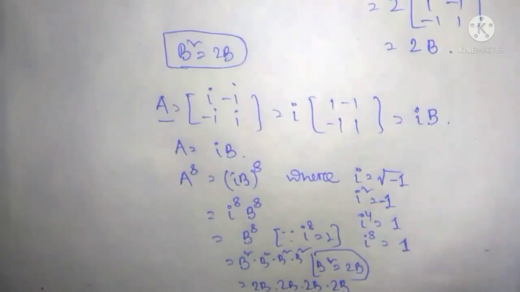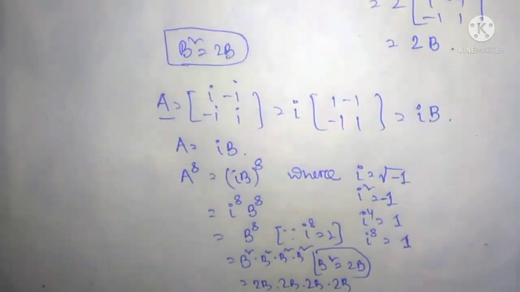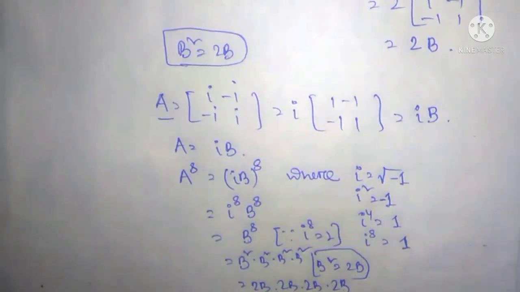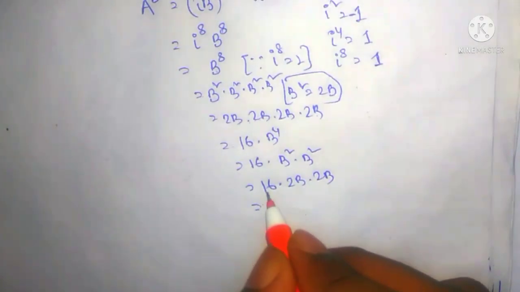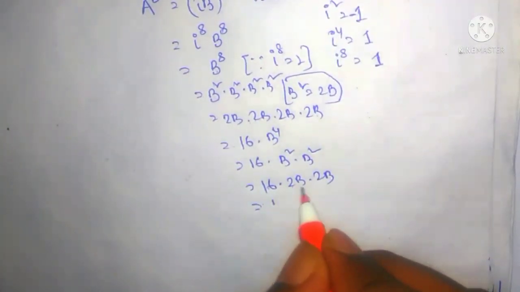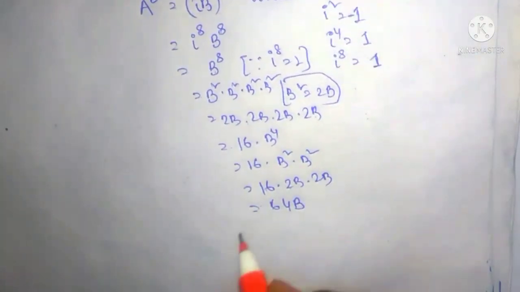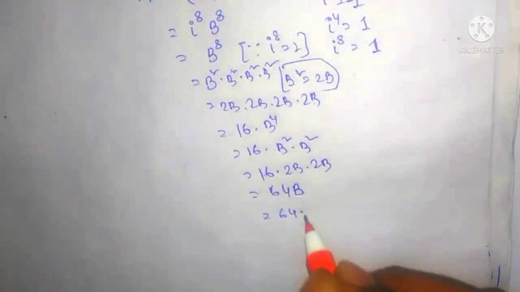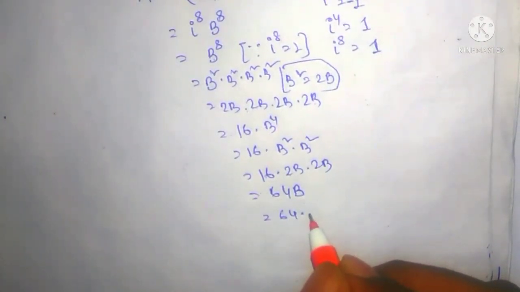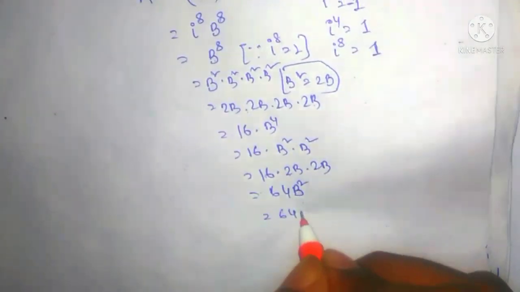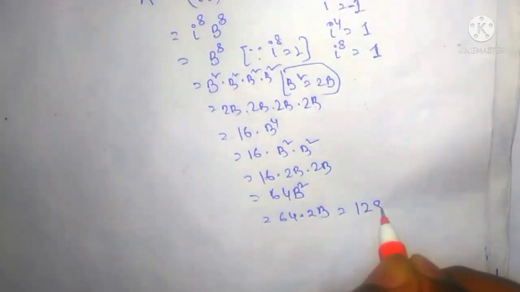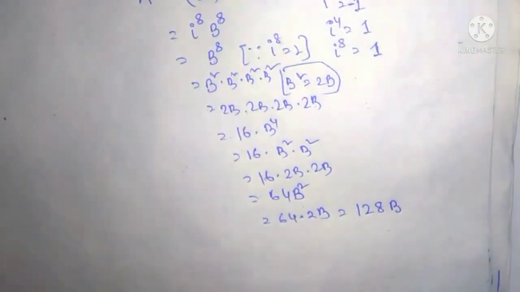Again 16 b square, b square. So again 2b, 2b. So again 16, 32, 64. 64 b. So 64 into b square, that is into 2b. That is 128 into b. I can do it in one step, but if I do, then you can't know how it is done. So for that I elaborate that.